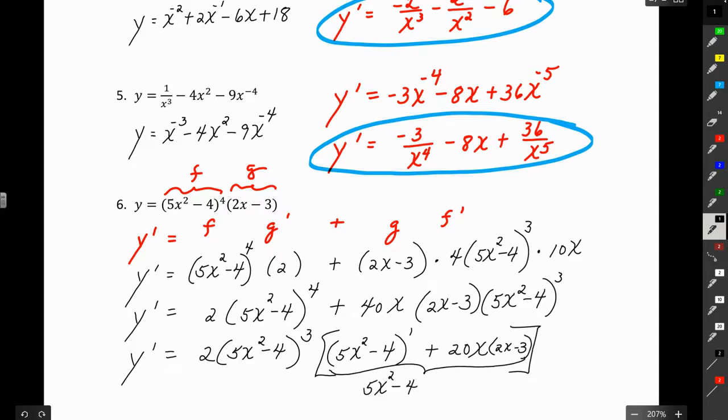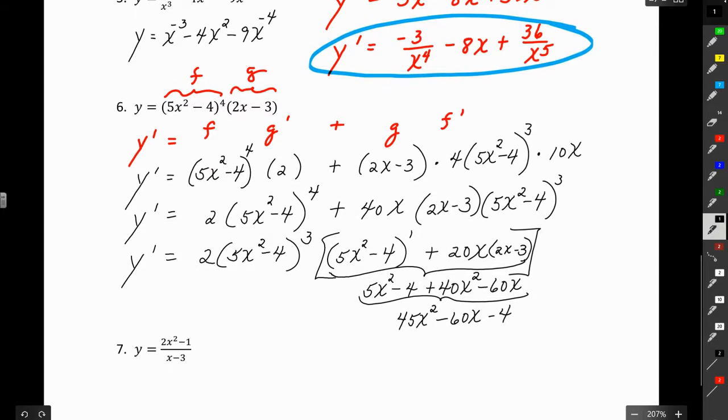And we're going to distribute the 20x to the binomial. So 20x times 2x is 40x squared. 20x times a negative 3, that's negative 60x. So what we end up with is 45x squared minus 60x minus 4. So our final answer, 2 times (5x squared minus 4) cubed times (45x squared minus 60x minus 4).